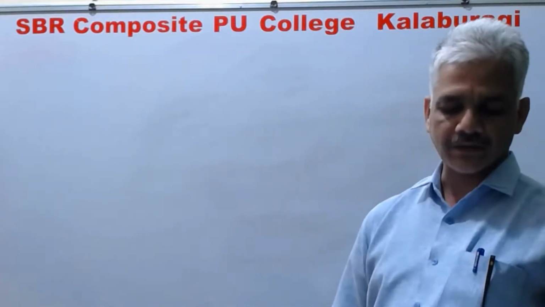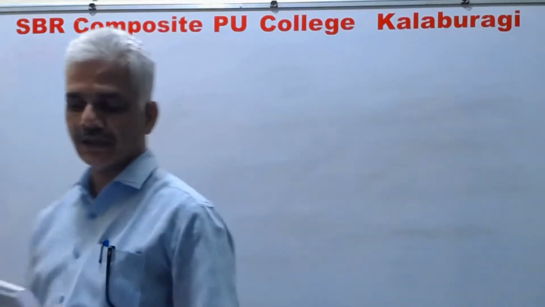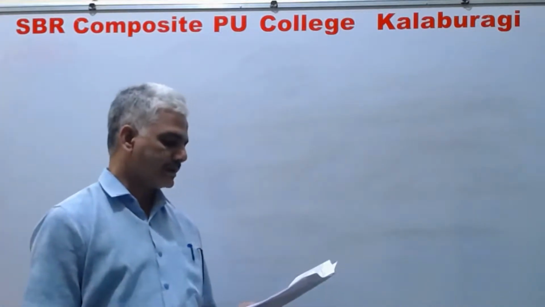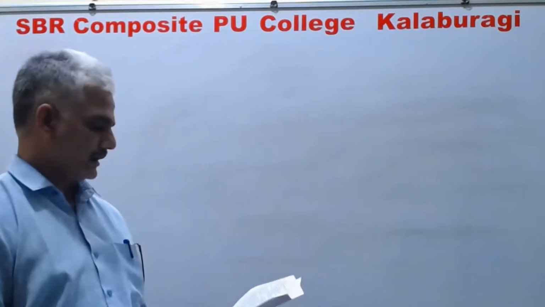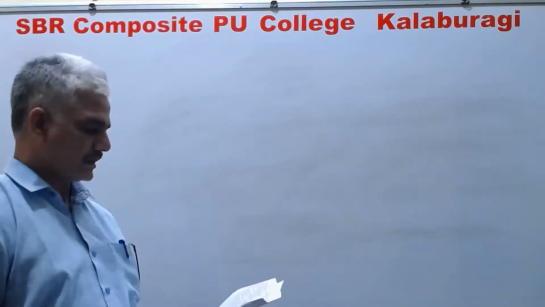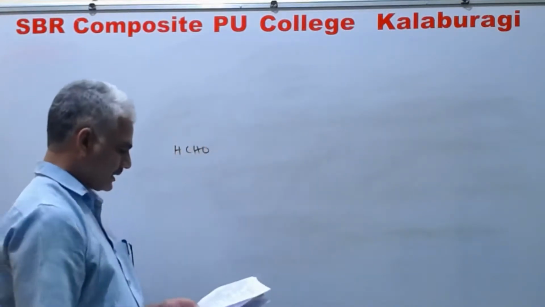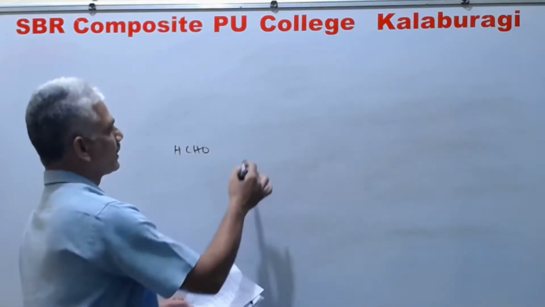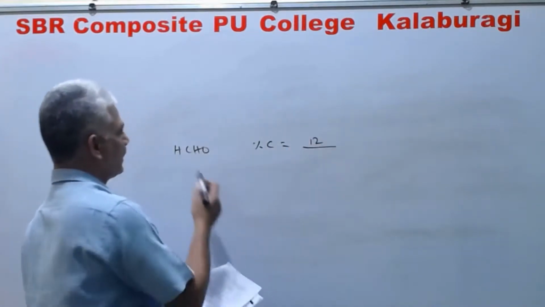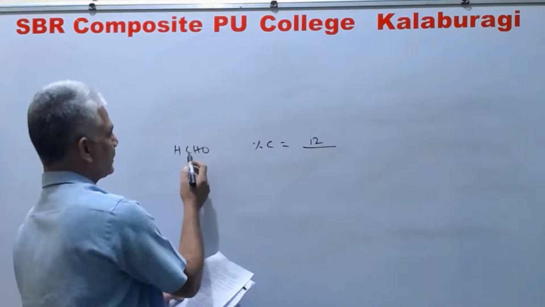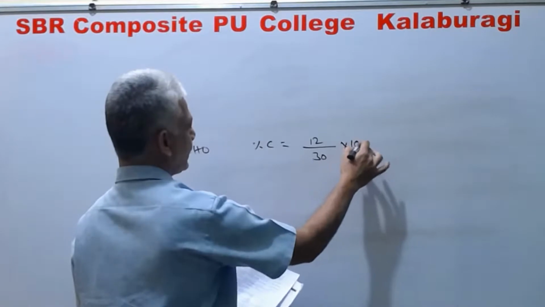Next, 39th question. An organic compound has carbon hydrogen percentage in the ratio 6:1 and carbon oxygen percentage in the ratio 3:4. The compound is. In reverse manner, we have to check with each option. Suppose you take the first option, HCHO. First, let us check the percentage of carbon. Percentage of carbon is equal to 1 carbon atom is present, so 12 by the molecular weight of formaldehyde, which is 12 plus 2, 14, 14 plus 16, 30, into 100.